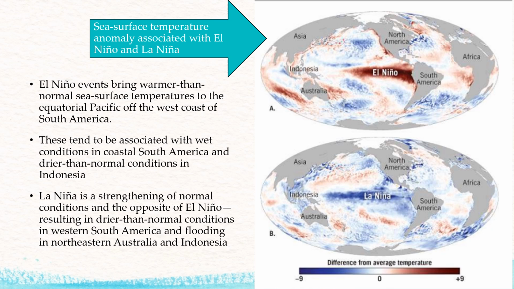And again, the La Nina event is the strengthening of normal conditions, and it is the opposite of El Nino, resulting in drier than normal conditions in western South America, and it floods northeastern Australia as well as Indonesia. So it's just the opposite. For La Nina, South America is now drier than normal, and Indonesia is flooding, including northeastern Australia.